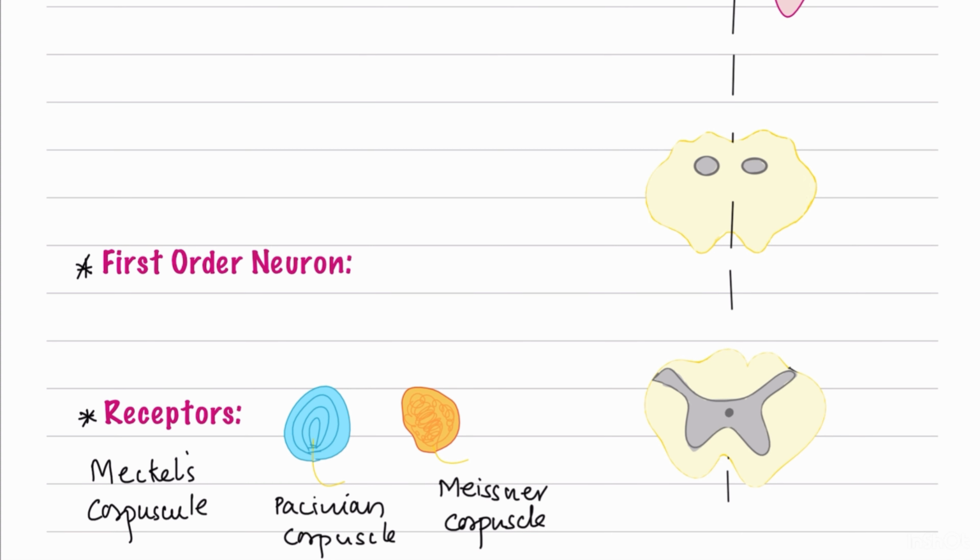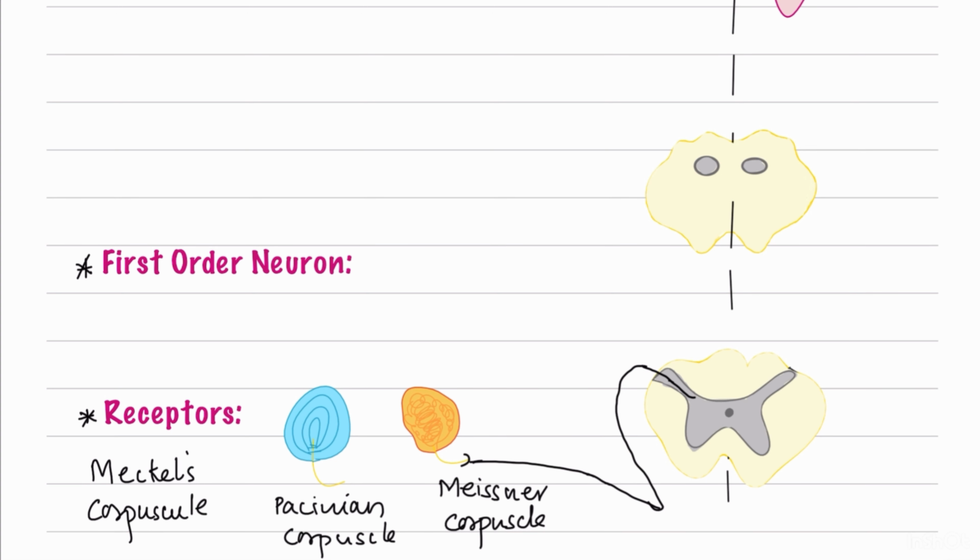Their duty is to convert the touch into electrical impulses, and they will stimulate the first order neurons. So the first order neurons are stimulated, with action potentials in their nerves. These first order neurons will ascend from the point, enter the vertebral column, and enter the spinal cord through the posterior root. This constitutes our first order neuron, right?